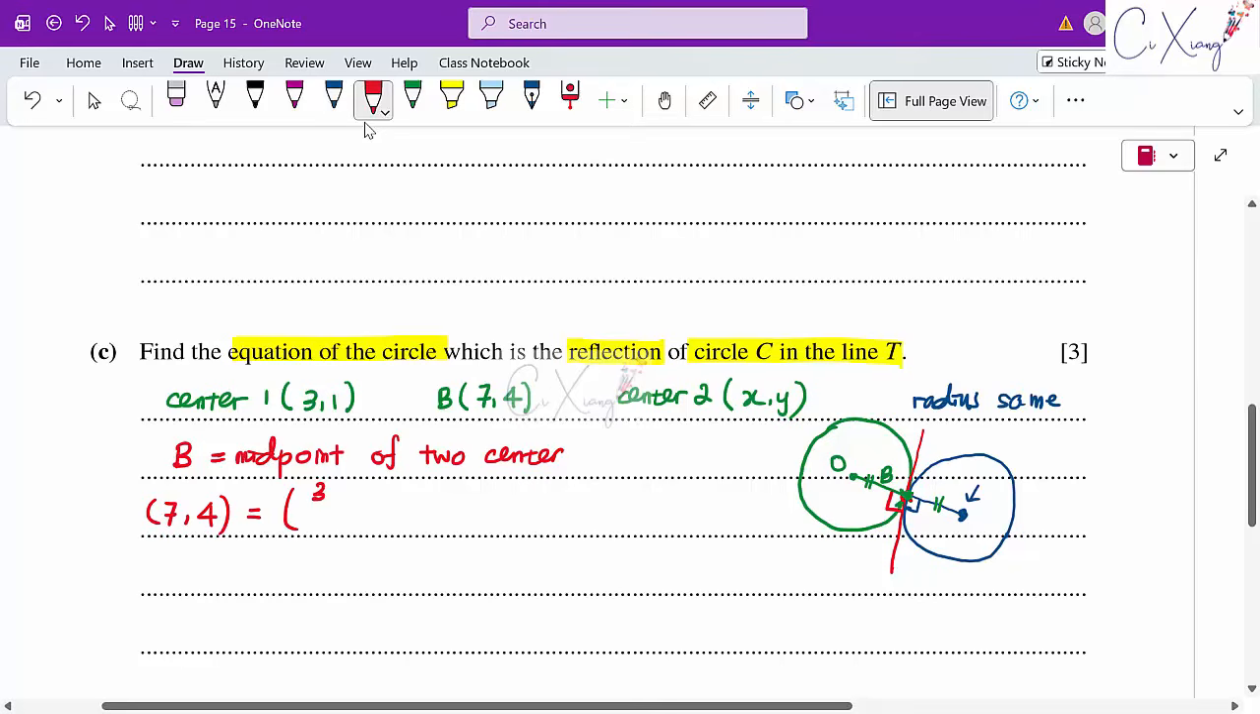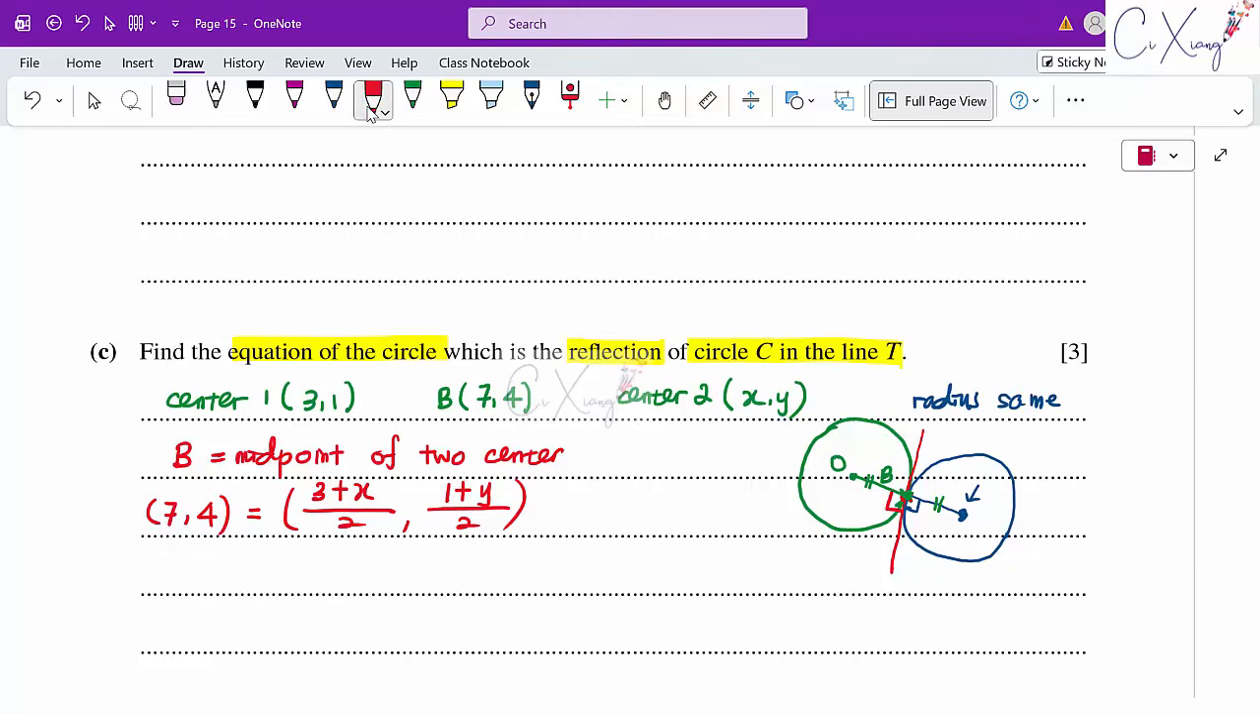So you're having x for center number 1 plus x for center number 2 divided by 2. Then y for center number 1 plus y for center number 2 divided by 2. And from here, you try to solve x with the x coordinate and also y with the y coordinate. We know that 3 plus x over 2 should be equals to 7. So from here, what is your x? Your x will be equals to 11. Same thing happens, compare the y coordinate, it is equals to 4. And what's the value for the y that we get here? It will be 7.